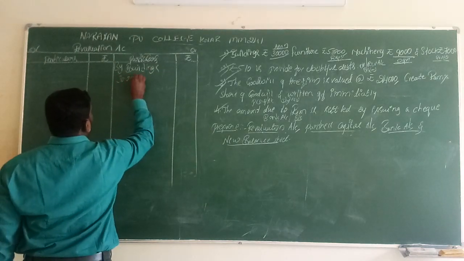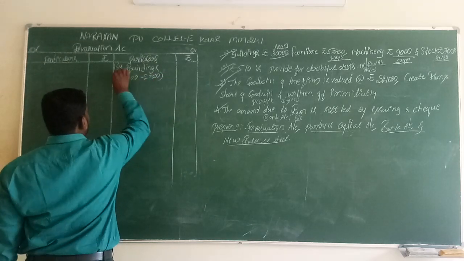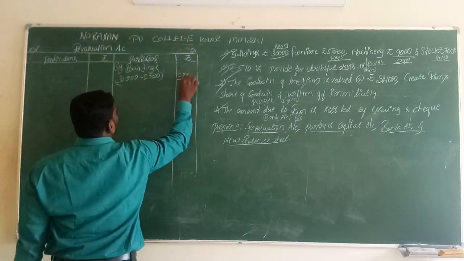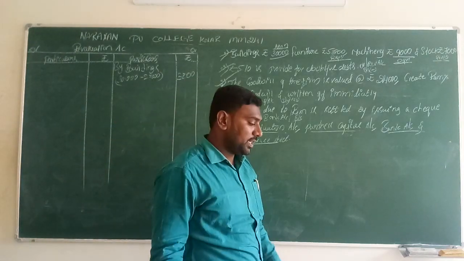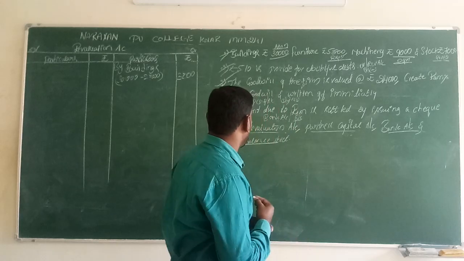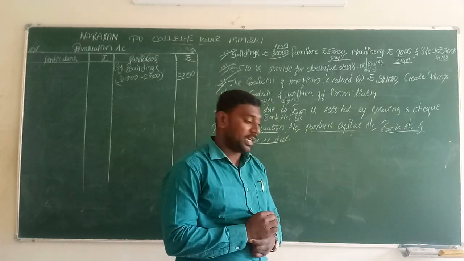30,000 minus 27,000, we get 3,000 rupees as income. So 3,000 rupees is the increase in the building's value. First mark is completed. Second point, furniture rupees 5,800 will be there.